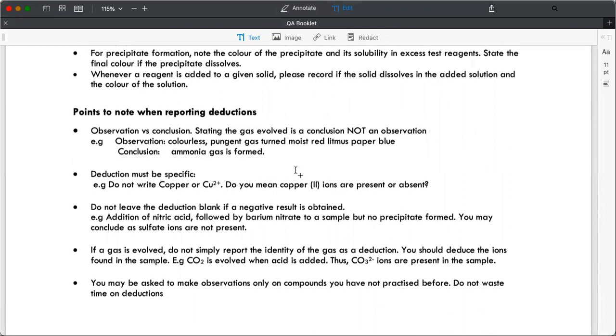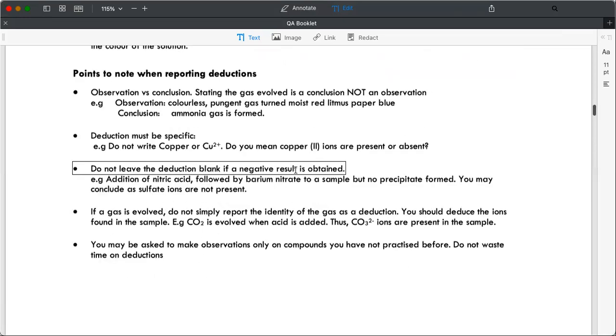Please remember that observation is not the same as conclusion. Many students make the mistake of thinking that it is the same. Observation is what you see, conclusion is what you deduce. For example, colorless pungent gas turns moist red litmus paper blue. The word ammonia, the description of ammonia gas, should not be written under observation. It will be marked wrong. You should write it under conclusion if there's any.